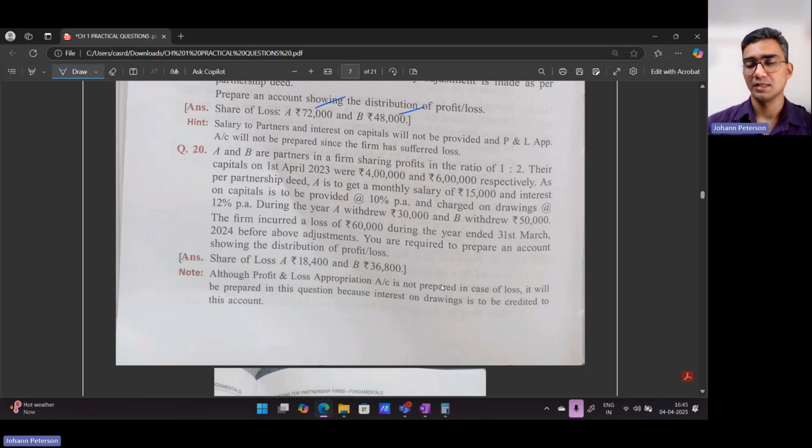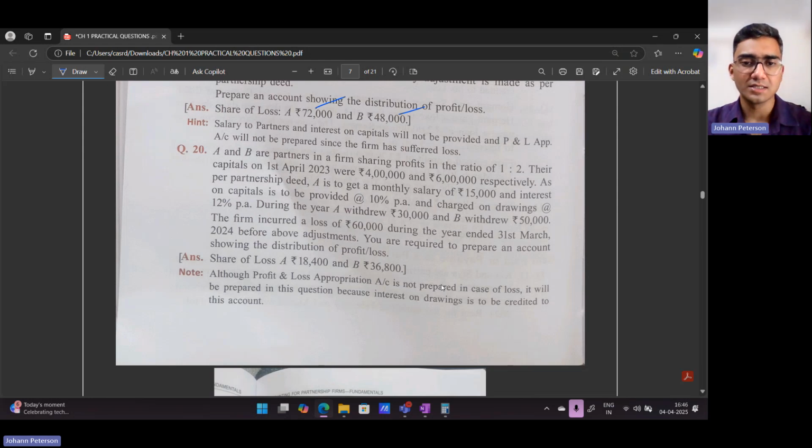Okay, so we have been told some partner is getting salary, he's also getting interest on capital, and he's being charged interest on drawings. Drawings are given for the year. The firm had a loss during the year before the above adjustments. The loss given is 60,000. You are required to prepare an account showing the distribution of profit or loss.